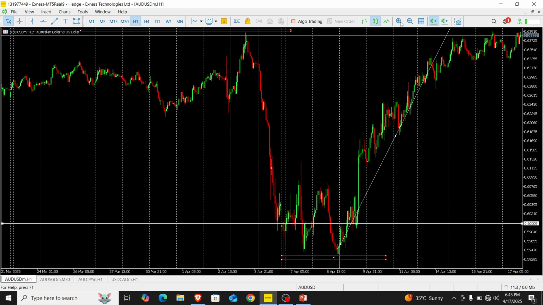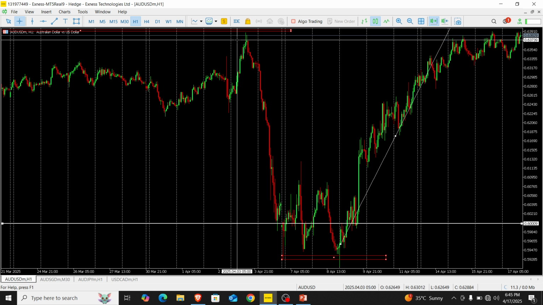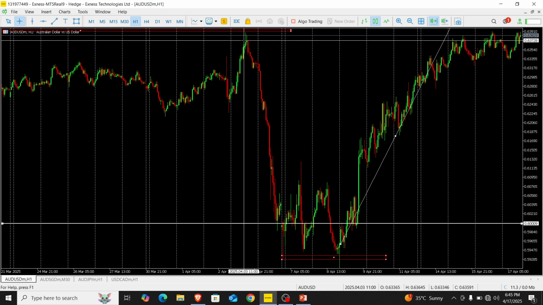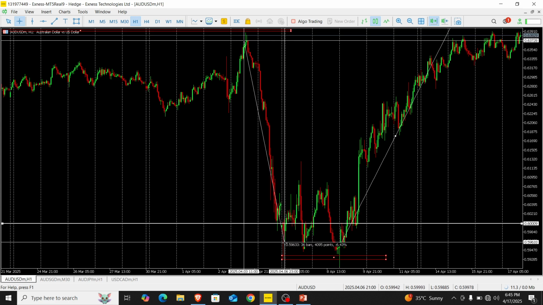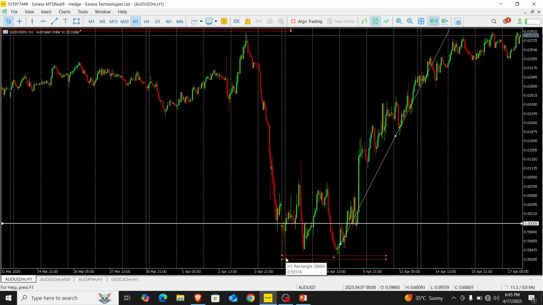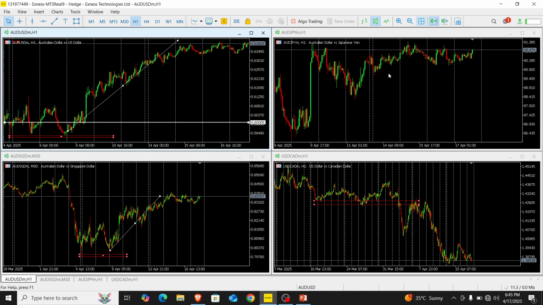I had my entry right at this point, and if I'm able to, I'll be adding a screenshot of that particular trade. This went over 440 pips, so it went down almost 7%. Basically this is how I spot a sell on AUDUSD and a buy on USDCAD using USDCAD and AUDUSD.